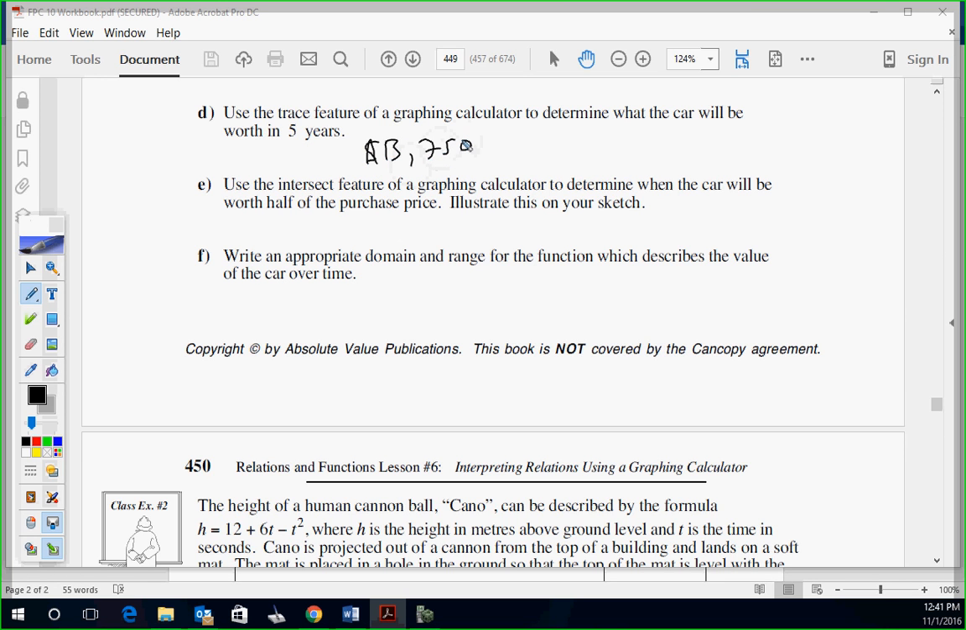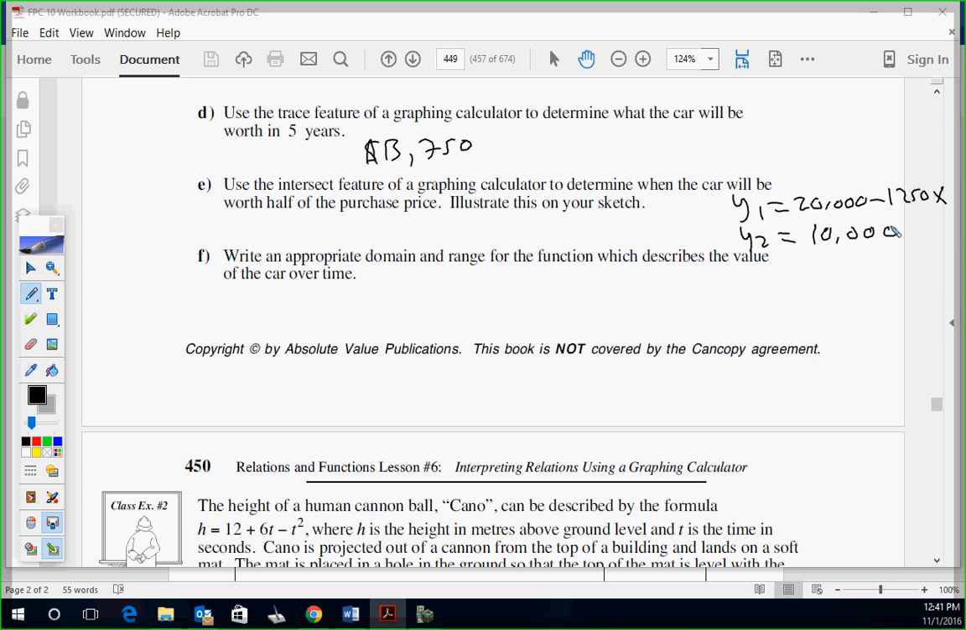13,750. Good. Thank you. Use the intersect feature of the calculator to determine when the car will be worth half the purchase price. So remember, this is where it's a little tricky. Your Y1 has 20,000 minus 1250x right now. In Y2, what's half of 20,000? So you want to figure out when these intersect. Go ahead and give that a try.